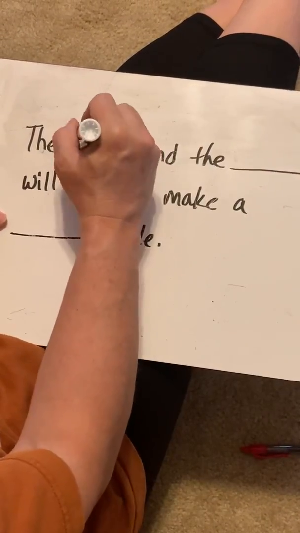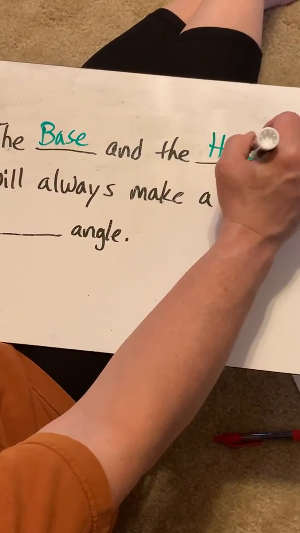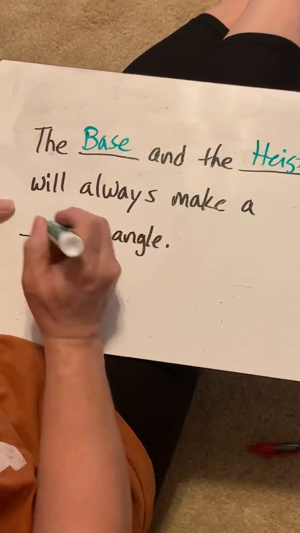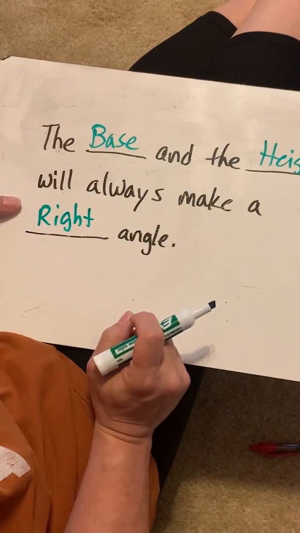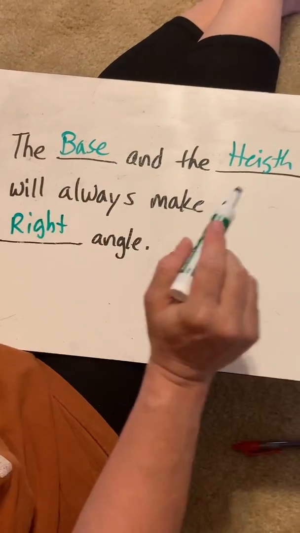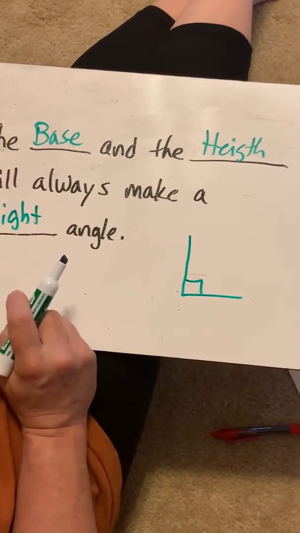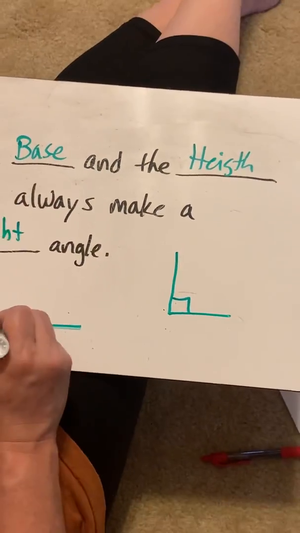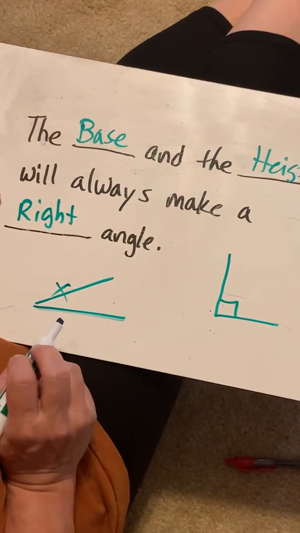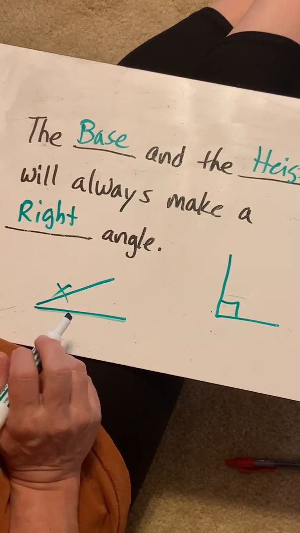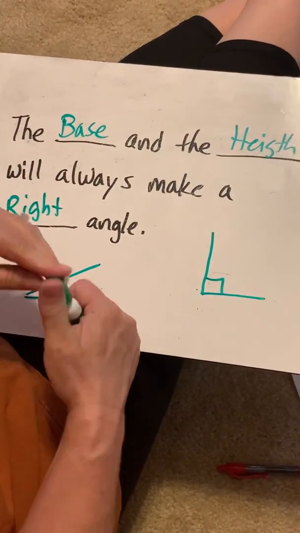So what we know is that the base and the height will always make a right angle. So you know you have the base and the height if they are actually making a right angle. If you are trying to find this, that is not going to be the height. That is not making a right angle to the base. Okay? So keep that in mind when we do our last two quadrilaterals.